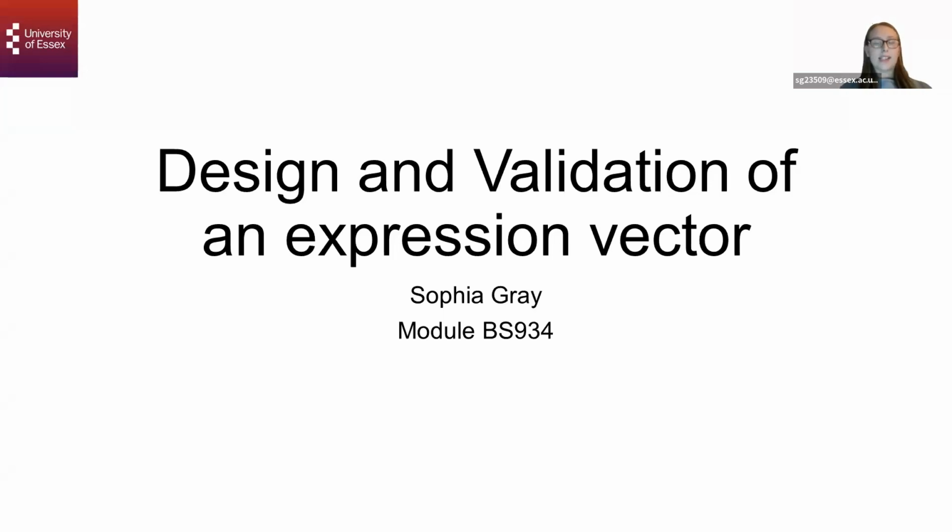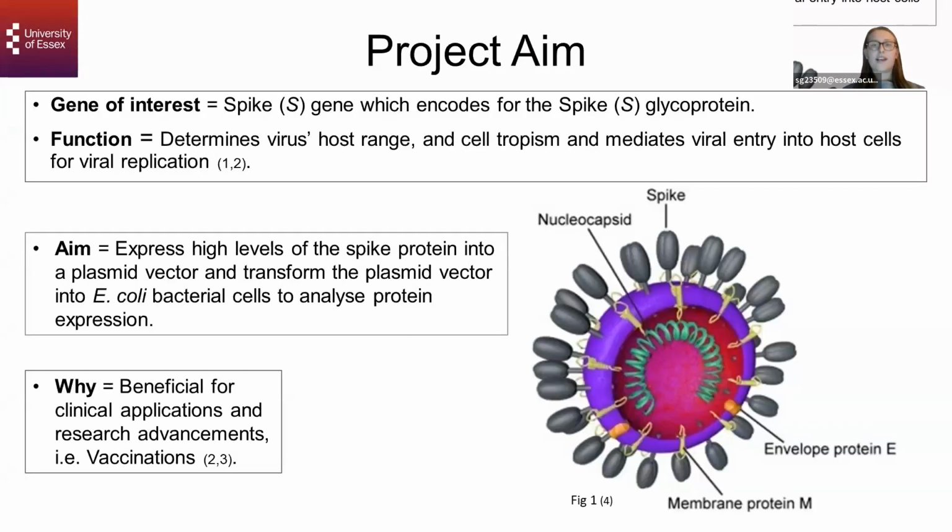Today, I'm outlining an experiment designing and validating an expression vector. The gene of interest, the spike gene, encodes the spike glycoprotein, the largest of four major structural proteins found in coronaviruses. The function of the spike glycoprotein is to determine the virus host range and drive cell tropism. Spike glycoprotein is associated with diseases such as SARS-CoV causing SARS and SARS-CoV-2 causing COVID-19.